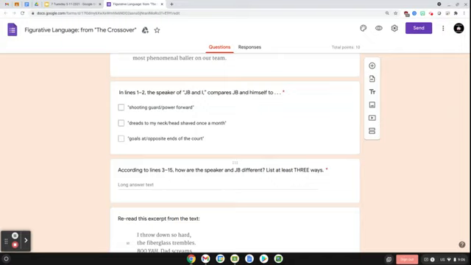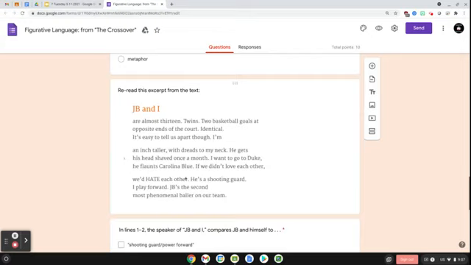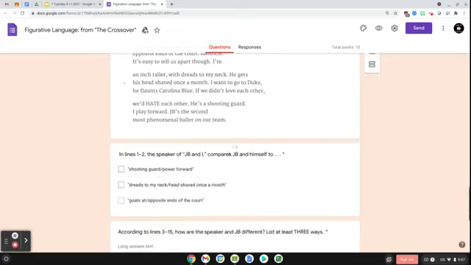According to lines 3 to 15, how are the speaker and JB different? List at least 3 ways. So this can just be a list. Number 1, number 2, number 3. Okay. What are 3 ways that they're different? There are more than 3. Tell me 3 ways they're different. Okay.